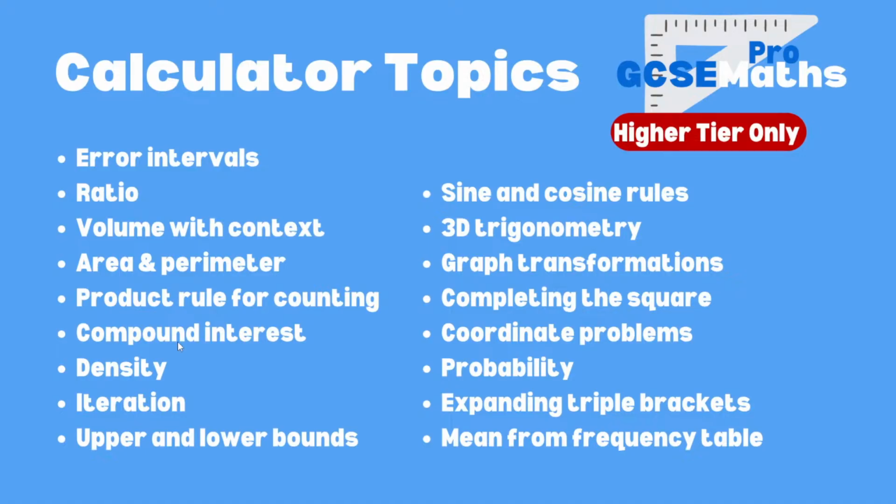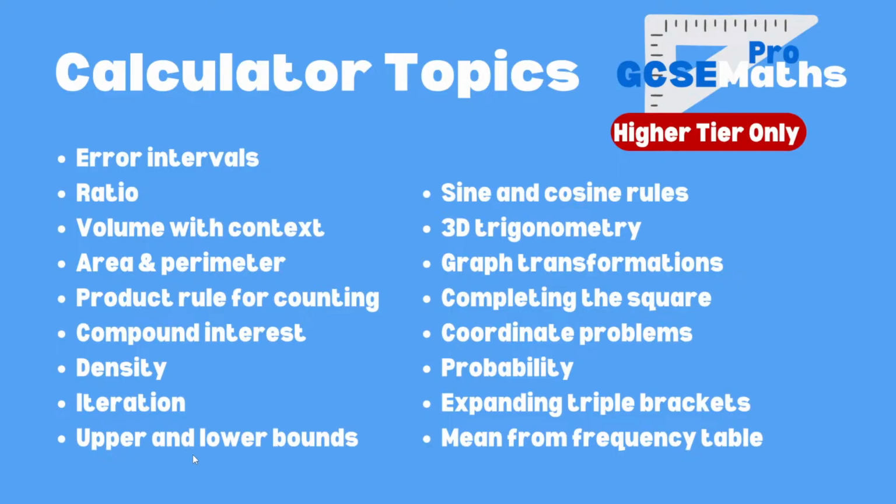Product rule for counting seems to come up on paper 2 or paper 3. Obviously compound interest for sure is a calculated topic. But also just be aware that compound interest could be depreciation as well, so like a decreasing version, that's included in the same topic. Density is mass over volume, that comes up quite a lot. You need to know the formula for that.